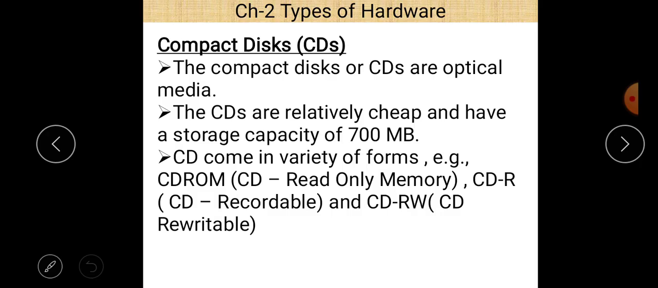So these are the points. Compact discs, CDs, are optical media. First point: the general CD which we get from the market is around 700 MB capacity, and CDs come in a variety of forms, that is CD-ROM, CDR, recordable, and CDRW, meaning read-writable.